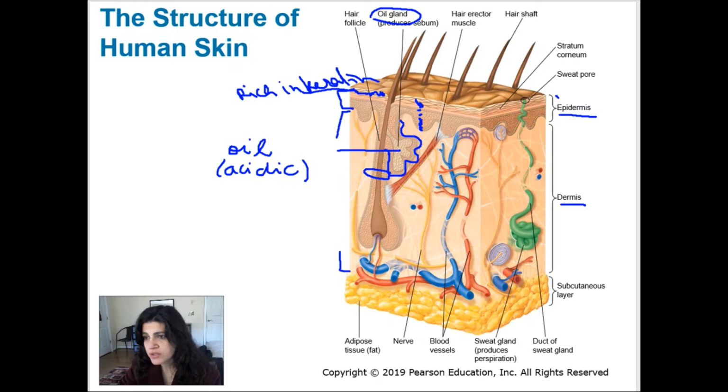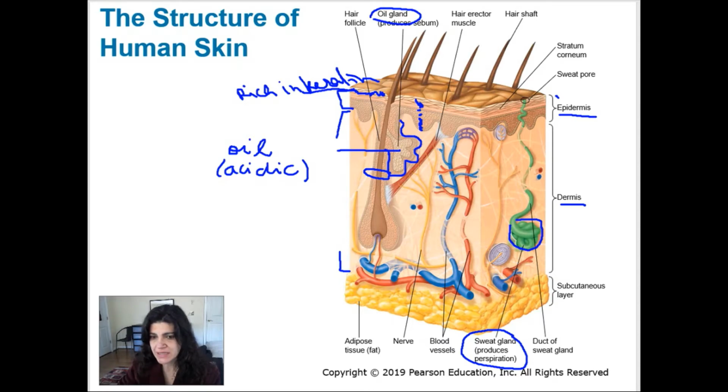And then another structure that is embedded but that has an opening to the outside is this guy here, the sweat gland, right? That produces sweat, perspiration. So the sweat gland has a duct that opens to the skin. If it's a merocrine gland. The apocrine glands are usually open to a hair follicle. Those are the ones that produce the stinky sweat, right? If you remember this from A&P.